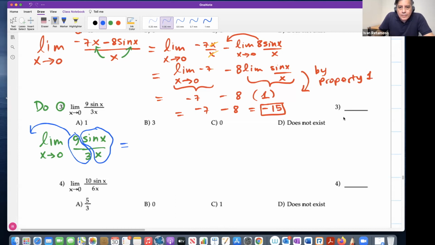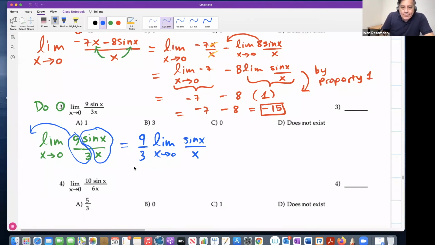Recall property 1 says that the limit of this guy is just 1. All right, let's do it together then. If you take this out, 9 over 3 is just a constant. It's a constant out. Then we are left with the limit of sine of x over x as x approaches 0. Excellent.